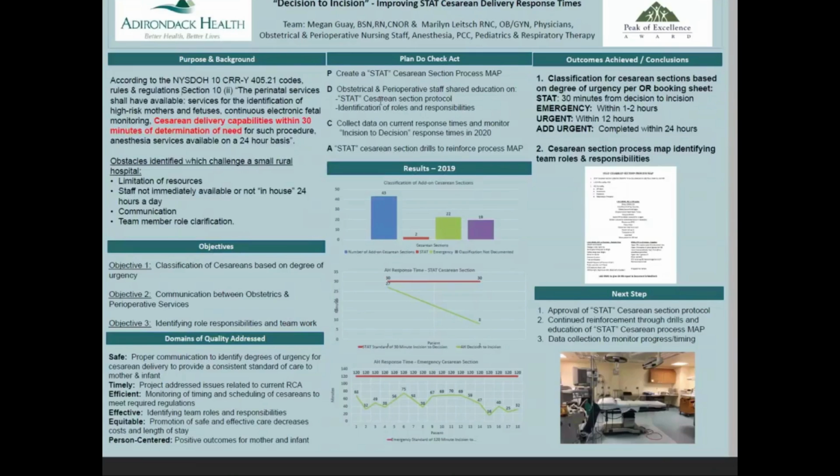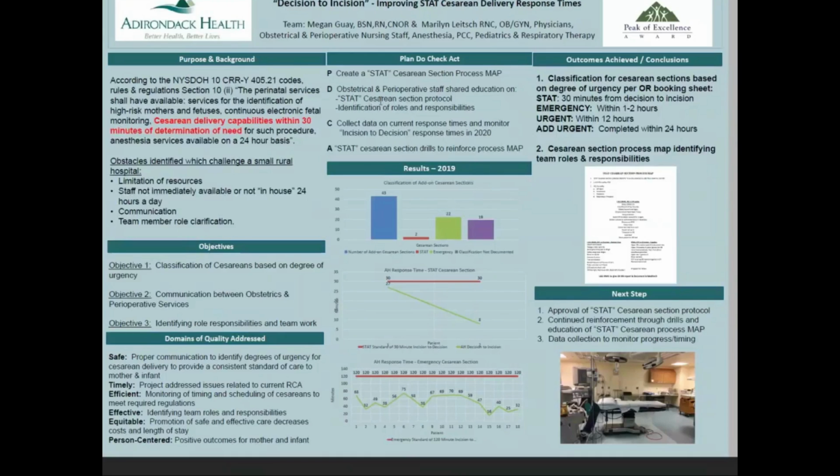And also we looked at response times for C-section responses from operating room staff and providers. And as you can see on the Adirondack Health response time emergency C-section graph, the third graph, our response time actually decreased as we started to implement changes reflected on this Decision to Incision storyboard.